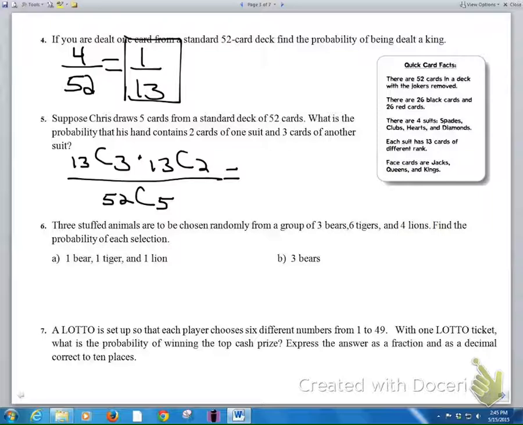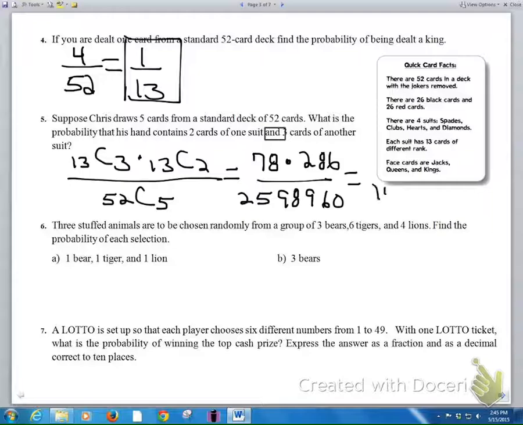So now you want to get your calculator out and plug in the combinations. So 78 times 286 over that large number. And so you can do some reducing there and get the fraction.